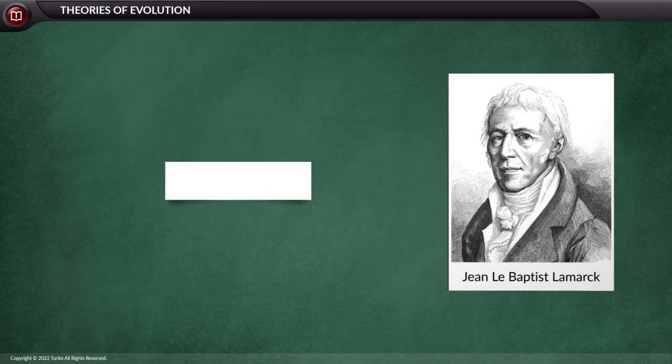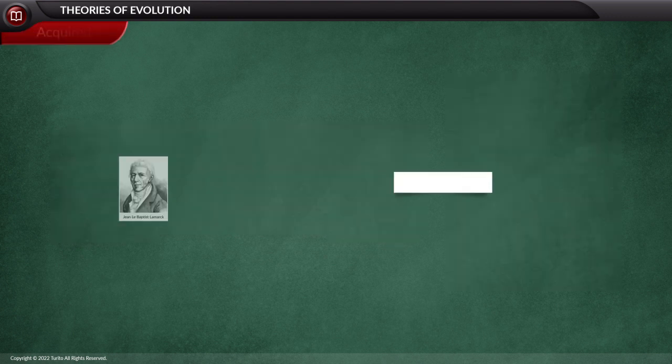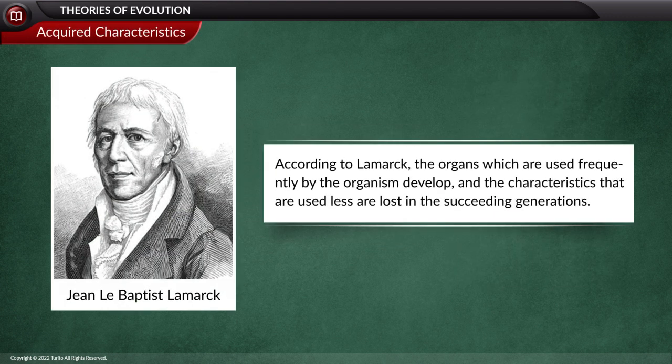The first theory that we will understand today was proposed by Jean-Baptiste Lamarck, called the theory of inheritance of acquired characters. It is also called the theory of use and disuse of organs. According to Lamarck, the organs which are used frequently by the organism develop, and the characteristics that are used less are lost in the succeeding generations.